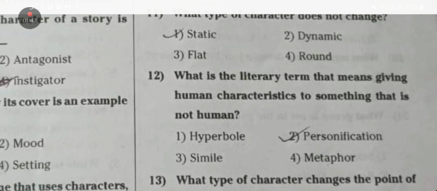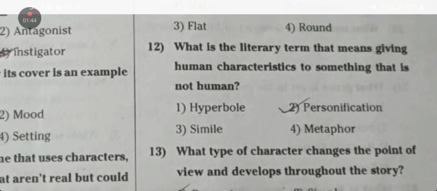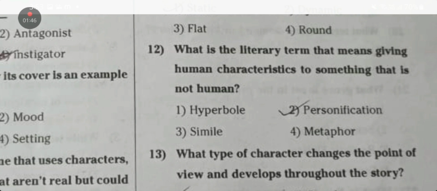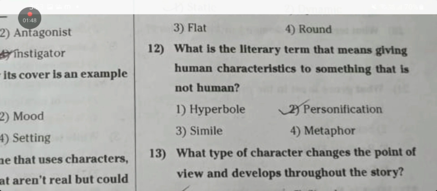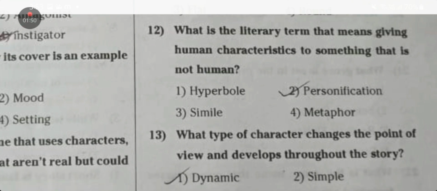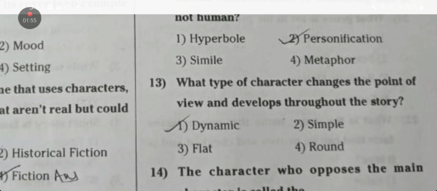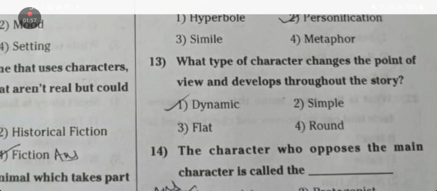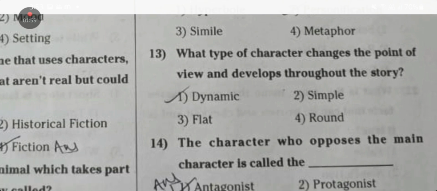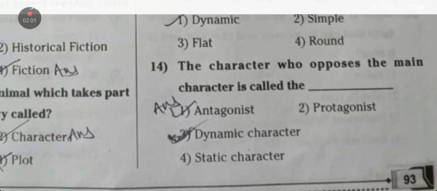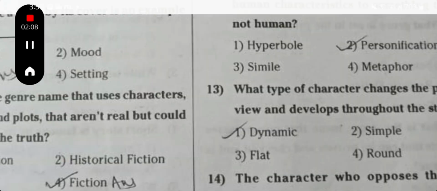What type of character does not change? Static. What is the literary term that means giving human characteristics to something that is not human? Personification. What type of character changes and develops throughout the story? Dynamic. The character who opposes the main character is called antagonist. Let's see some more bits.